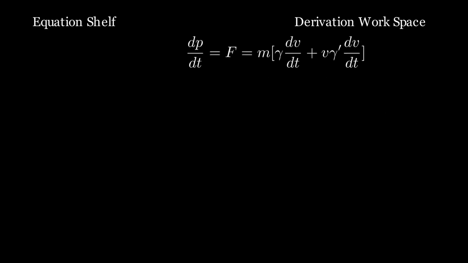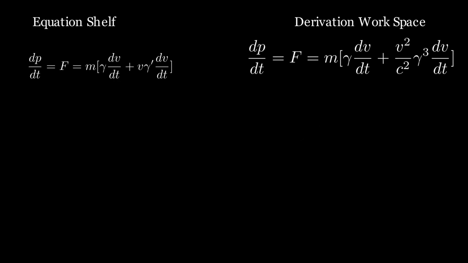Then, we will solve for the derivative of the Lorentz factor. Now we see that gamma is equal to, and gamma prime is equal to. We simplify using gamma prime.